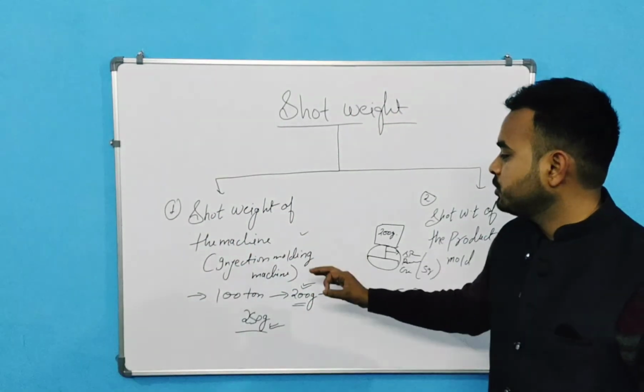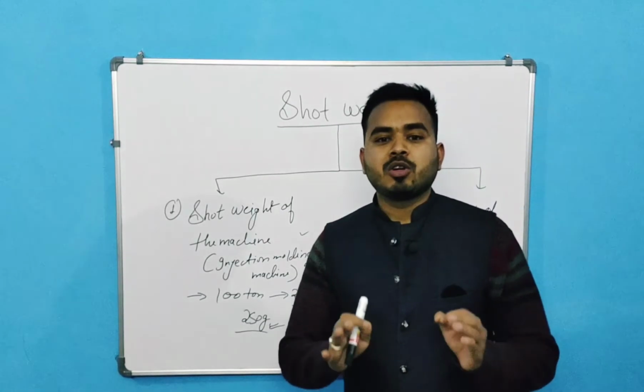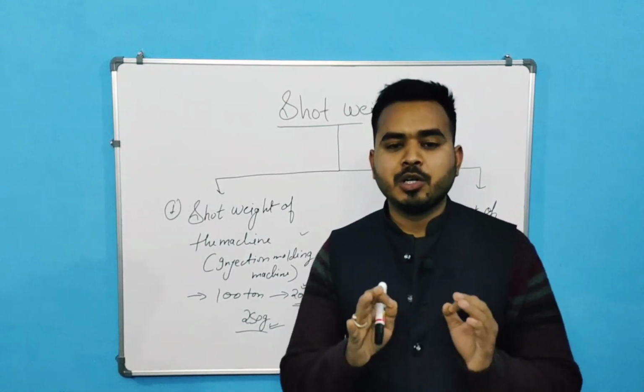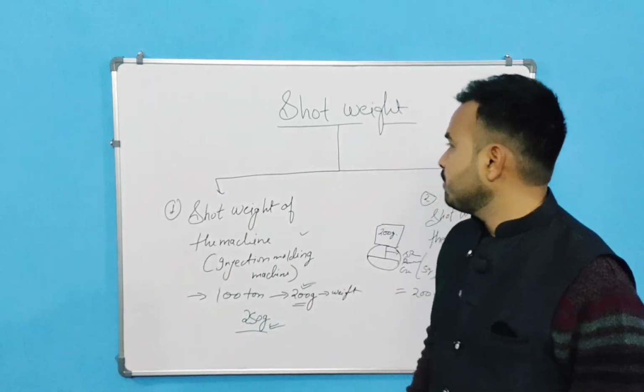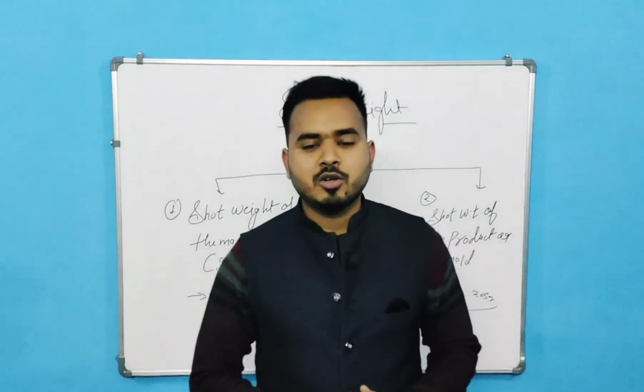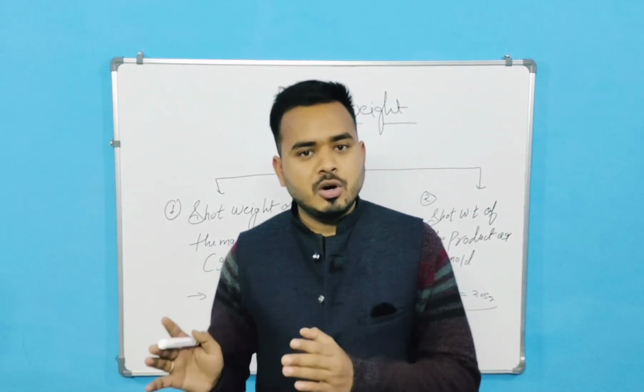And what was the short weight of the machine? Short weight of the machine means how much maximum material is produced by your machine during one single shot. So guys, hope you understand the concept of the short weight, either short weight of the machine or short weight of the mold.